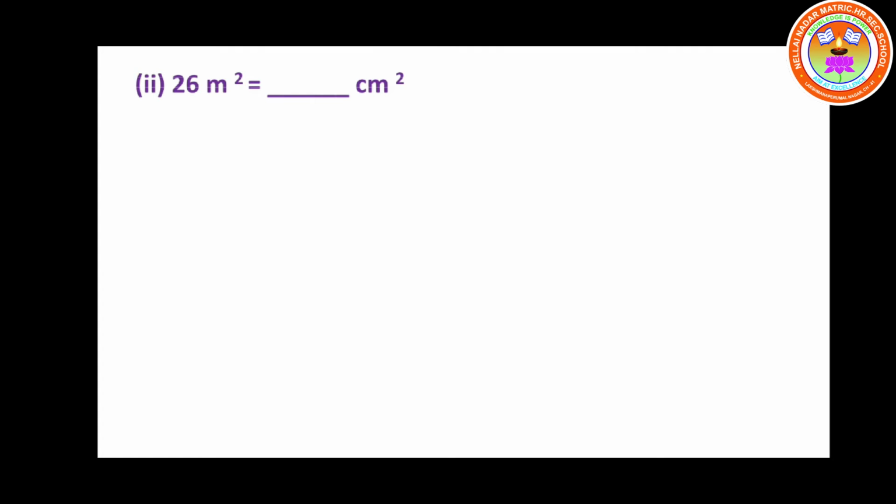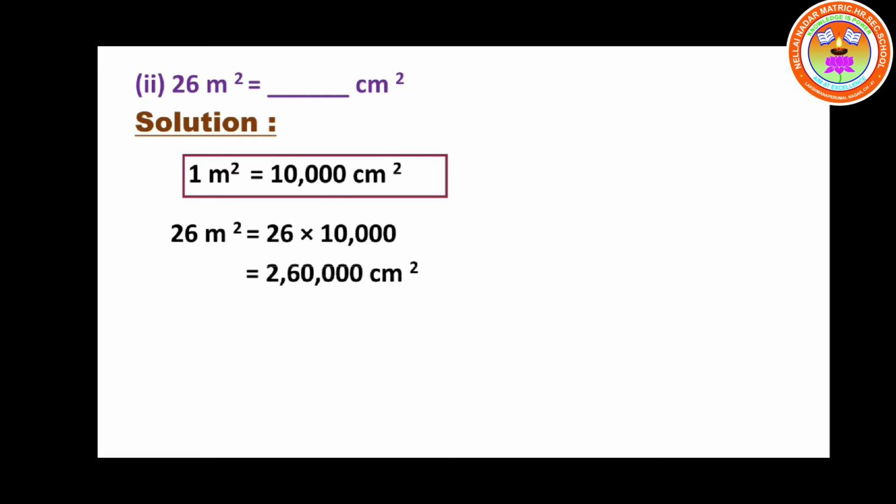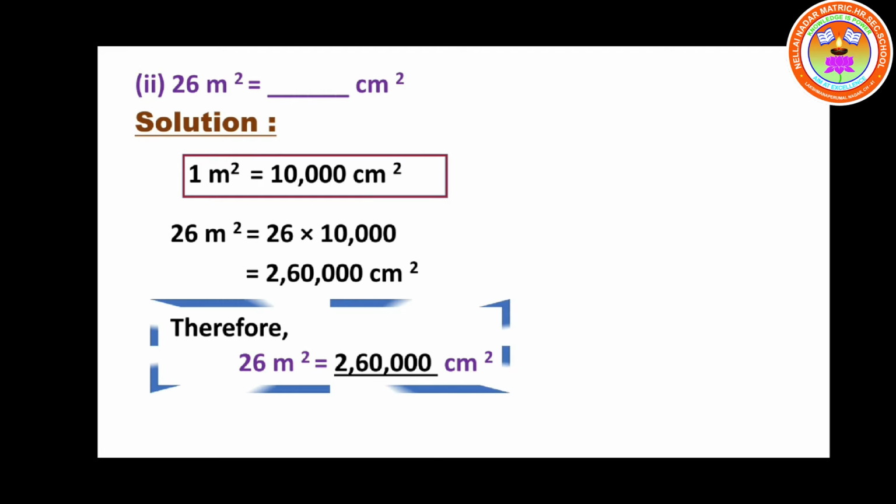Subdivision 2: 26 meter square is equal to dash centimeter square. Solution. 1 meter square is equal to 10,000 centimeter square. So 26 meter square is equal to 26 into 10,000. So you'll be getting 260,000 centimeter square. Therefore, 26 meter square is equal to 260,000 centimeter square.